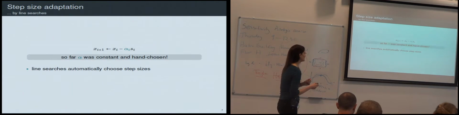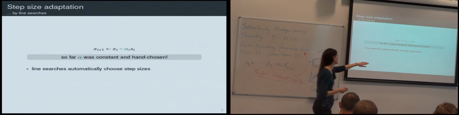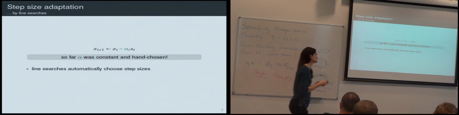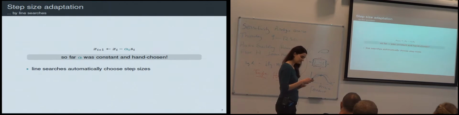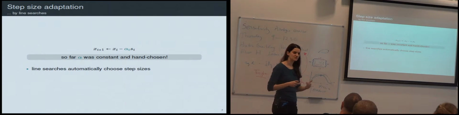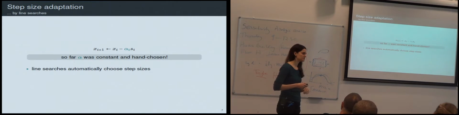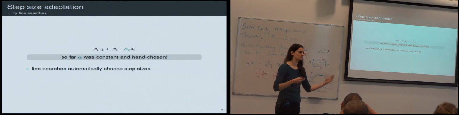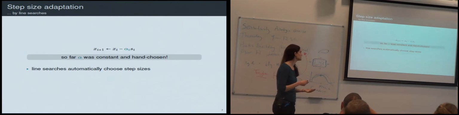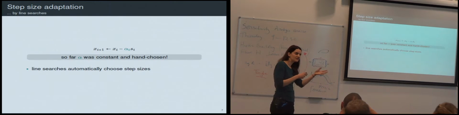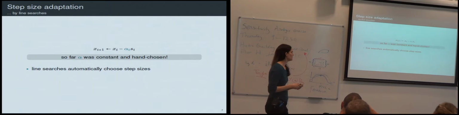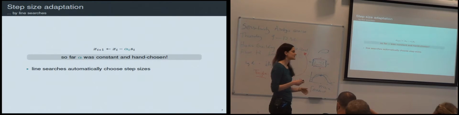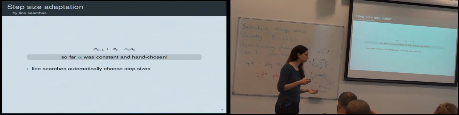Okay, cool. So what I've shown you, alpha was constant and hand chosen. And now we normally don't want to do this because we just want to press a button and run our optimizer. And we don't want to be concerned about setting parameters. So it would be great if there was some little algorithm inside of the loop that would do that automatically. And it turns out that it already exists. And these are called line searches.